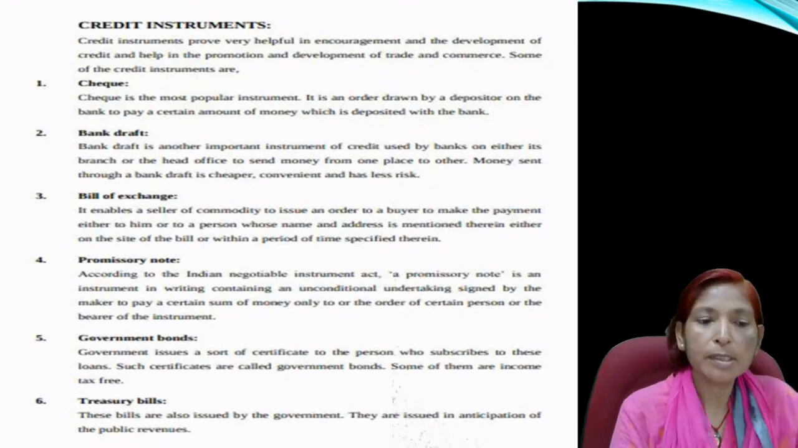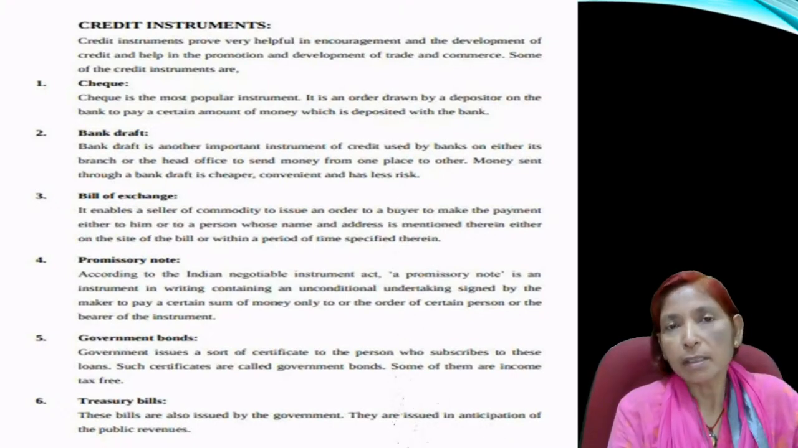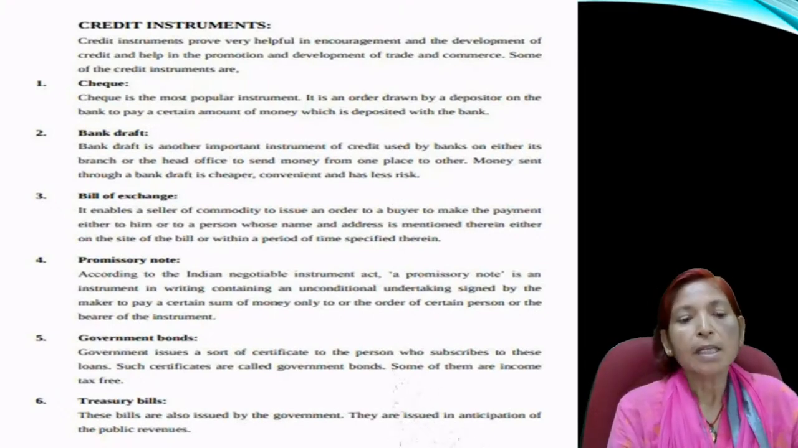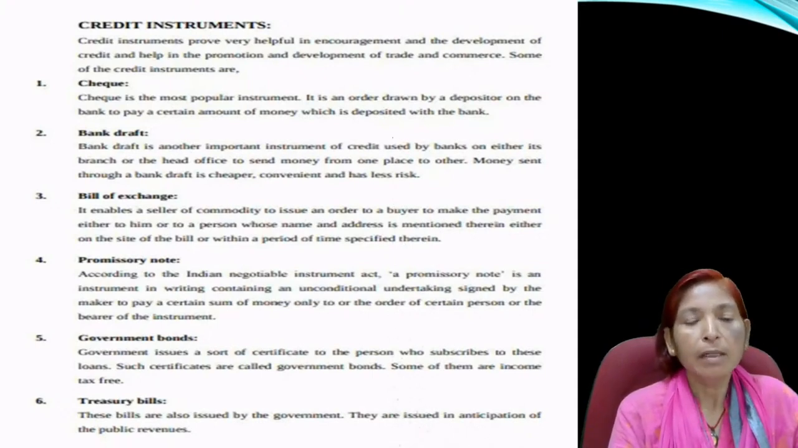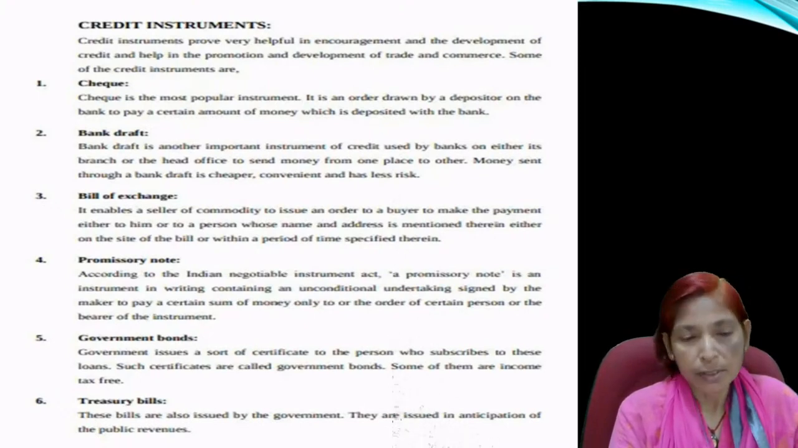And government bonds are issued by the government. It's a type of certificate given to the person who subscribes to these loans. Such certificates are called government bonds. Some of them are income tax free, and there is a rebate on these government bonds.